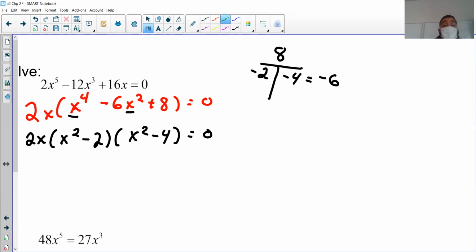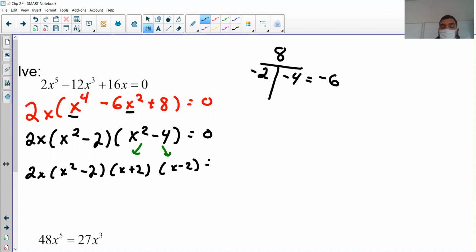Good. It's called the difference of squares. So I can split this into 2 pieces. So 2, I'm happy. X squared minus 2 over here. X plus 2, x minus 2 equals 0. And then let's do a quick check. 2x can't do anything. X squared minus 2 can't do anything. X plus 2 can't do anything. X minus 2 can't do anything.